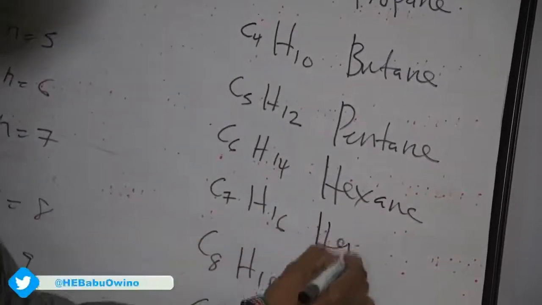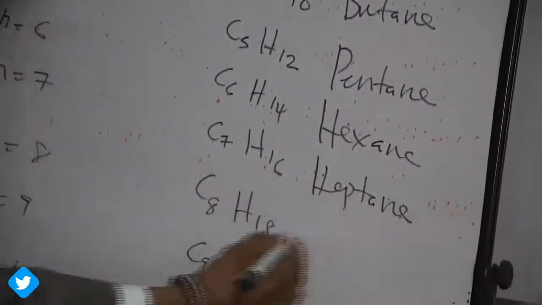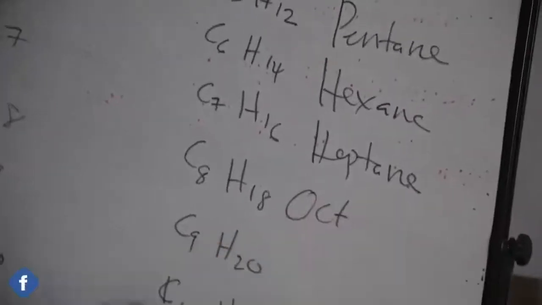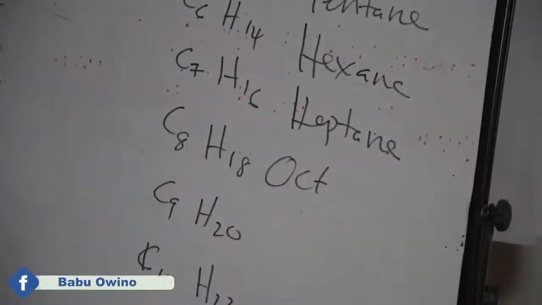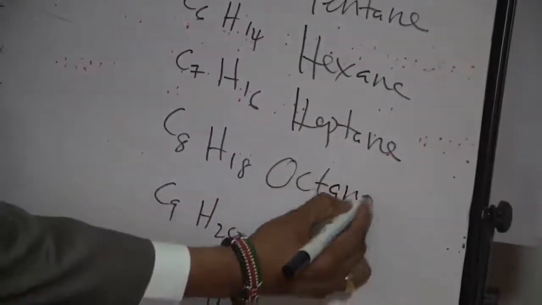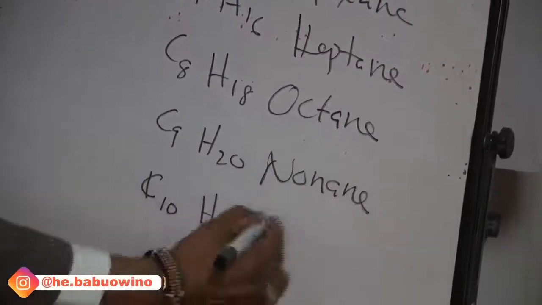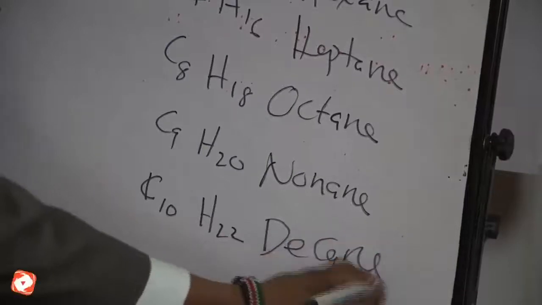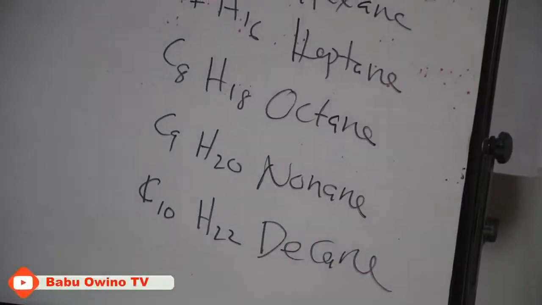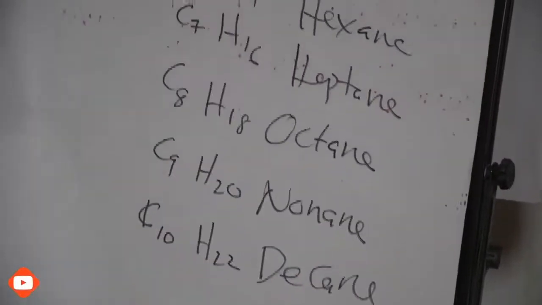7 is heptane. 8 is octane, octagon, octogenarian. 9 is nonane, and 10 is decane. Are we together, class? Thank you.